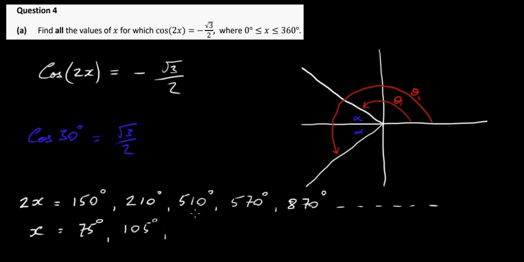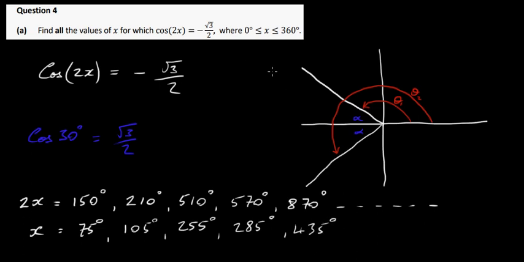If we divide this by 2, we get 255 degrees. If we divide this by 2, we get 285 degrees. And if we divide this by 2, then we get 435 degrees.